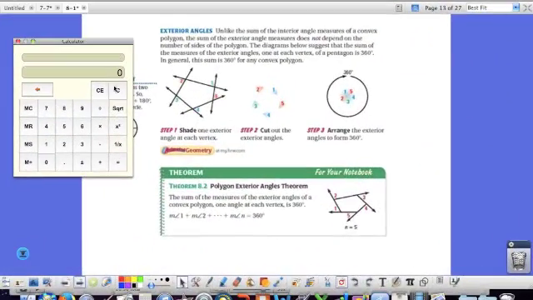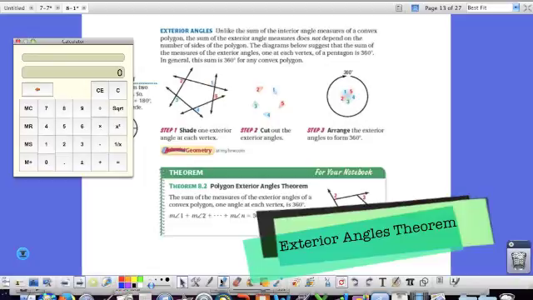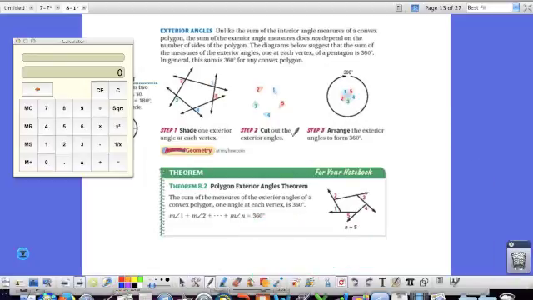Now we're going to talk about exterior angles. Unlike the sum of the interior angle measures of a convex polygon, the sum of the exterior angle measures does not depend upon the number of sides of the polygon. The diagram below shows that the sum of the measures of the exterior angles, one at each vertex of a pentagon, is 360 degrees. In general, the sum is 360 degrees for any convex polygon.